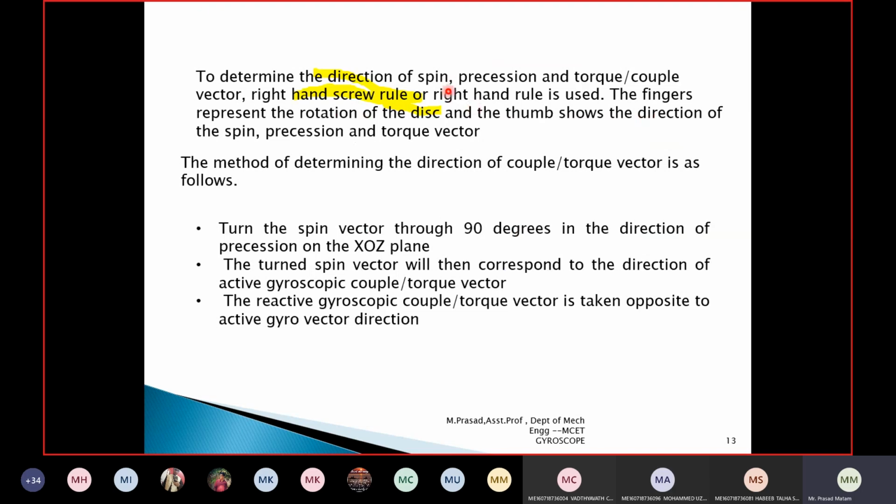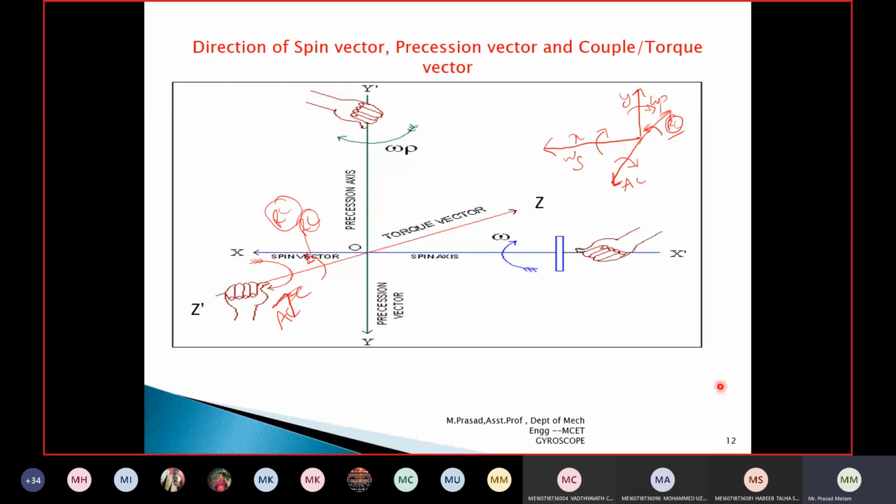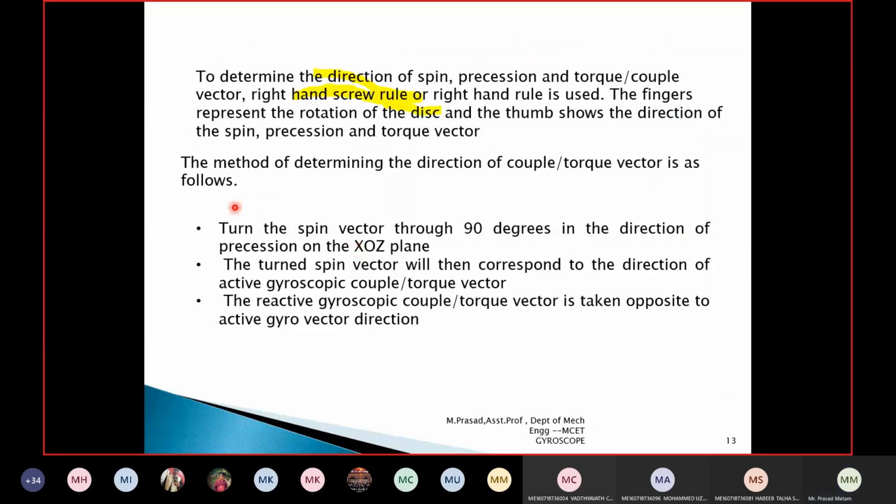Okay, right. To determine the direction of the spin, precision and torque or couple vector, the right hand screw rule or right hand rule is used. The finger represents the rotation of the disc and the thumb shows the direction of the spin, precision and torque vector. Now I will explain how I am approaching this diagram. You can see how I am drawing this diagram. I repeat it: turn the spin vector through 90 degrees in the direction of precision on the XOZ plane.